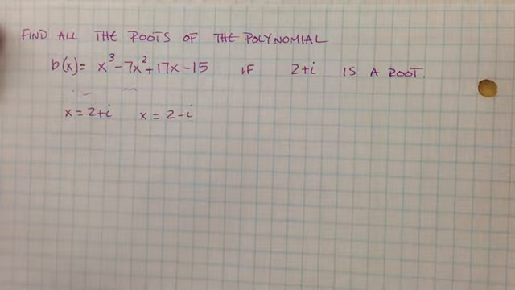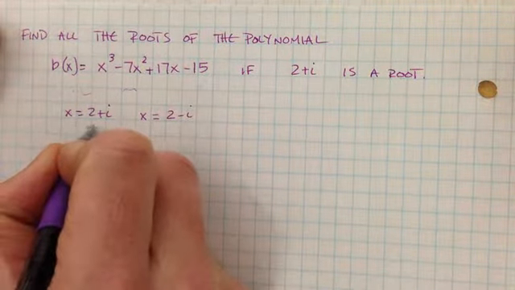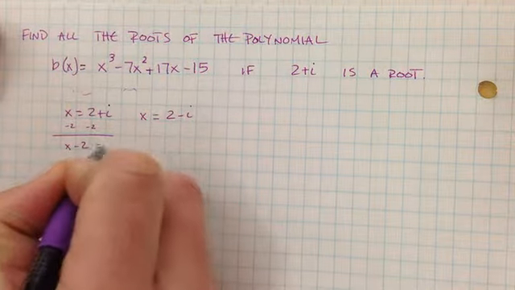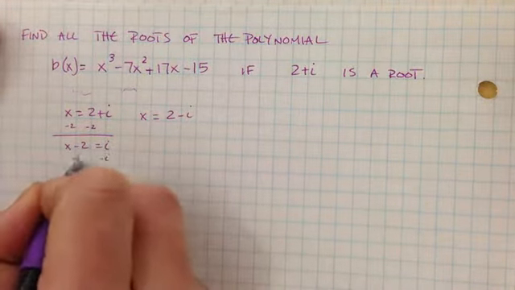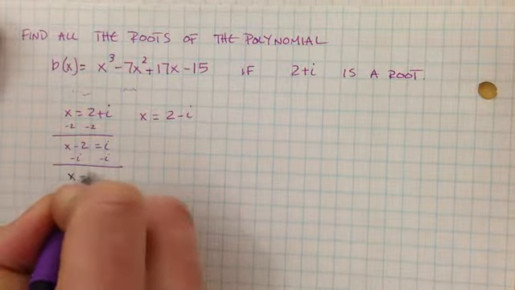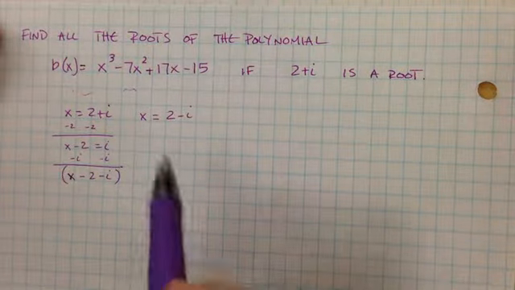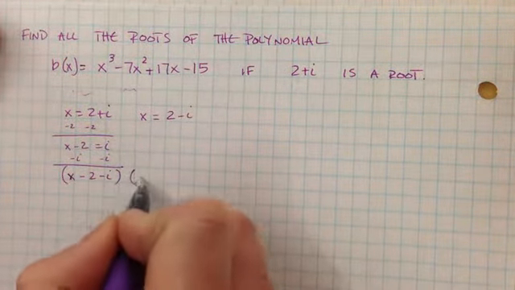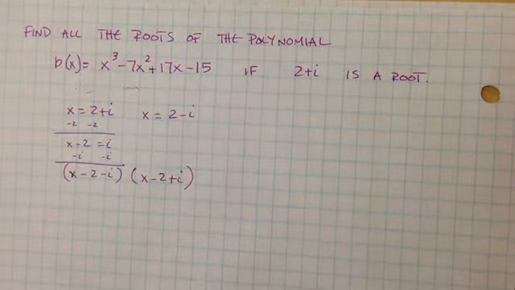These two roots right here could be changed into factors. If I subtract 2, x minus 2 equals I. Then I can subtract I. X minus 2 minus I is a factor. We can do the same thing over here, subtract 2 and then add I, giving us x minus 2 plus I. We have two factors now.